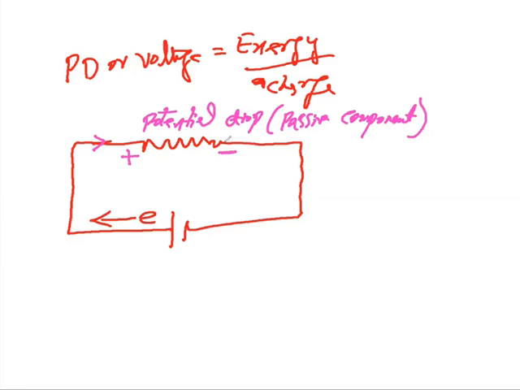So the electron will lose energy, come over here, and go back to the battery. Here the electron will get energy and go again and follow this path. So there is an increase of energy, a potential rise. That's why it is called potential rise, and that's why it is called an active component.